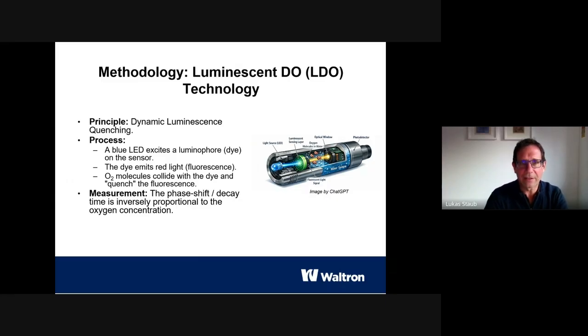The dye emits a red light, the fluorescence light, and then the oxygen molecules collide with that dye and quench. And so with the quenching and the time shift, there is a proportion to the amount of oxygen pressure present. So very simple technology applied.